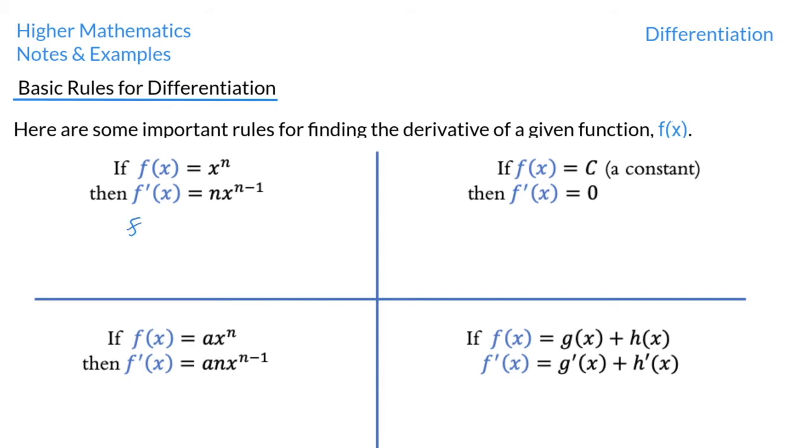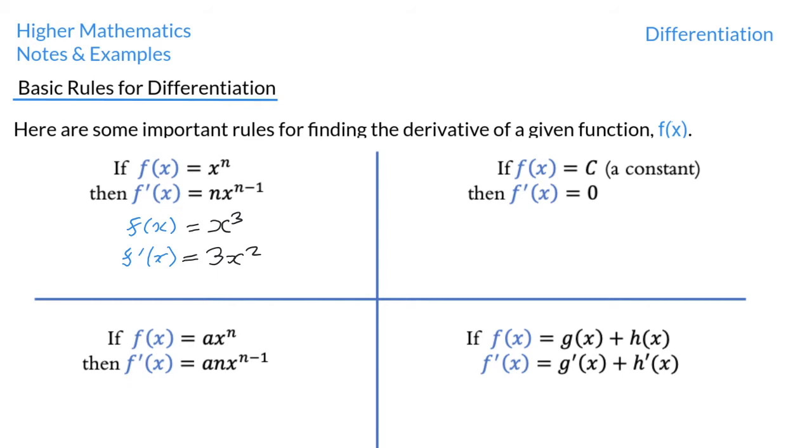What we're saying here is that if f of x were a function like x cubed, so if f of x equals x cubed, what we want to do then is find the derivative. We call that f dashed x, and that will equal 3x squared. We've multiplied by the power 3, and we've dropped that power by 1.